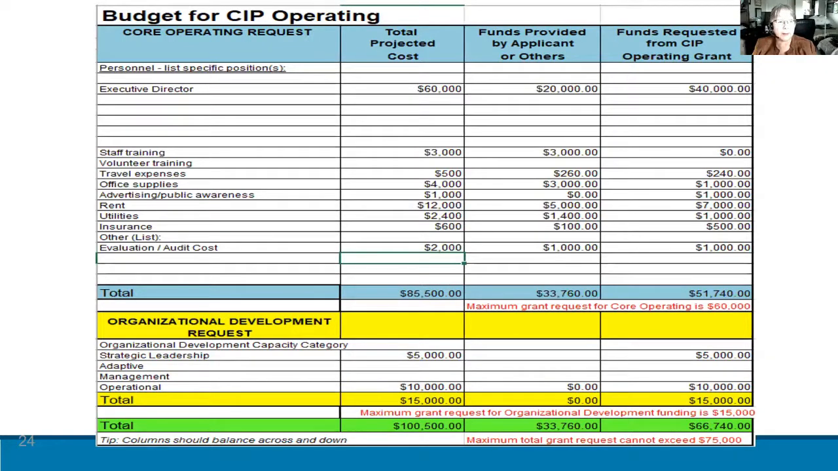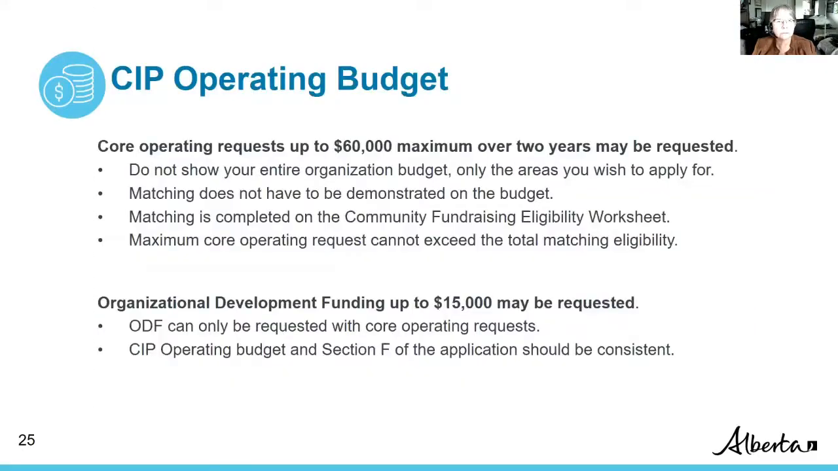So as a brief recap, core operating requests up to $60,000 maximum over 2 years may be requested. Do not show your entire organization budget, only the areas you wish to apply for. Matching does not have to be demonstrated on the budget because matching is completed on the Community Fundraising Eligibility Worksheet. Maximum core operating requests cannot exceed the total matching eligibility.